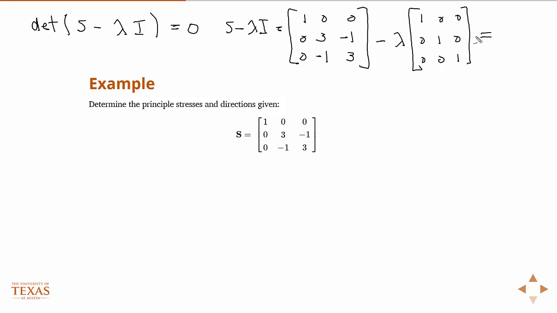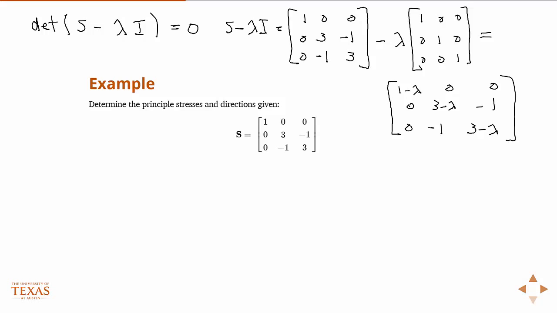All right? And that is equal to the matrix with entries 1 minus lambda, 0, 0, 0, 3 minus lambda, minus 1, 0, minus 1, 3 minus lambda. Okay? Now we have to take the determinant of this guy.